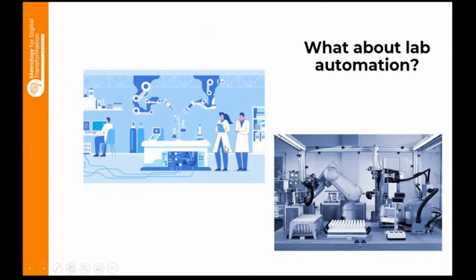And another consideration that we need to think about is: what about lab automation? Is it necessary to have an automated lab to generate digital calibration certificates? And I think the answer is no. It's not necessary. Of course, it will be important and useful in order to have all the digitalized information, but it's not necessary.